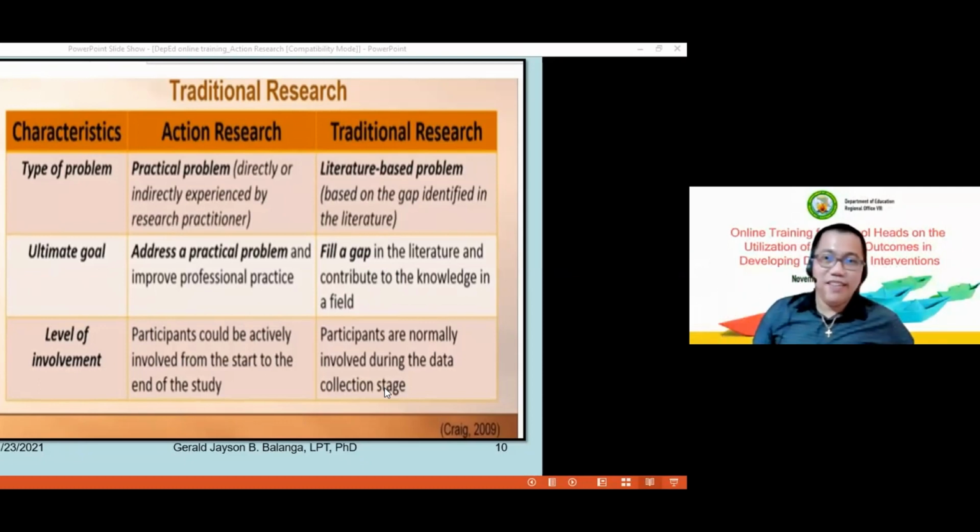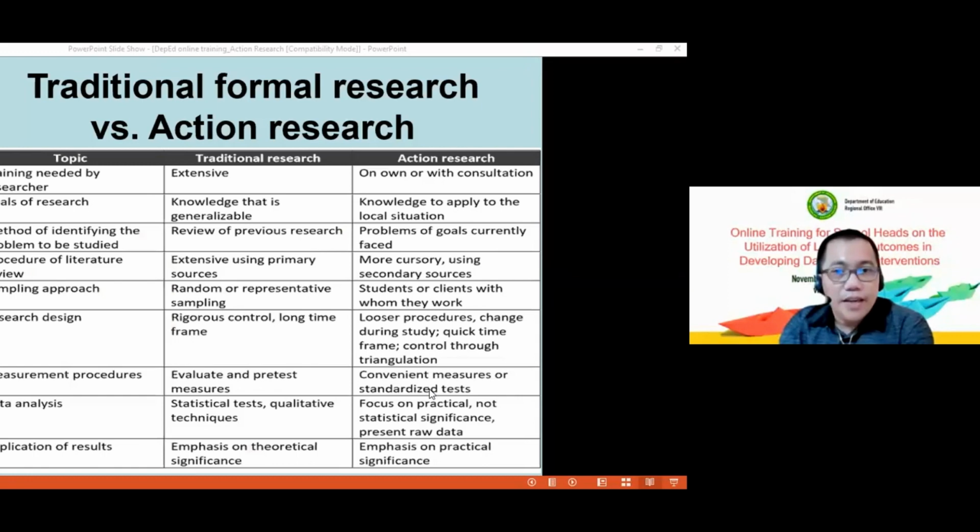You see? So hindi naman lahat ng action research ay para sa students. Pwede din para sa teachers. Okay. So this is another comparison anyway. Not dwell on this so much.